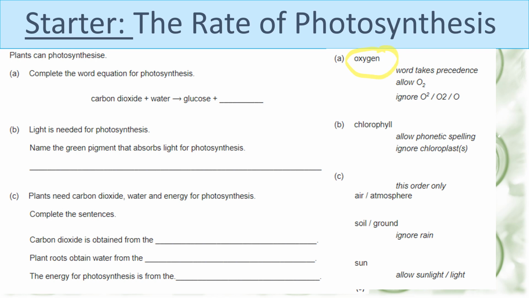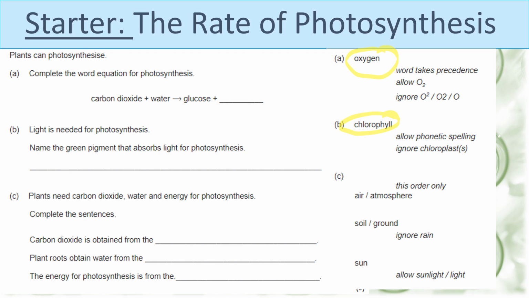Next one: light is needed for photosynthesis. The green pigment that absorbs light is chlorophyll. Please be aware the reason light is absorbed is that it provides energy for photosynthesis, because photosynthesis is an endothermic reaction which absorbs energy. And then plants need carbon dioxide and water and energy for photosynthesis.